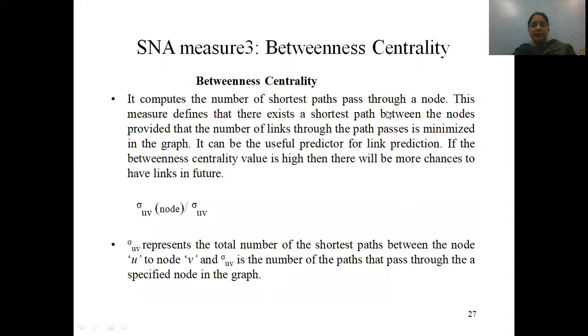The next is the betweenness centrality, the third one. It computes the number of shortest paths passing through a node. This defines that there exists a shortest path between the nodes, and this is how we calculate it. Sigma uv represents the total number of shortest paths between the nodes u and v, and this is the number of the paths that pass through the specified node in the graph.